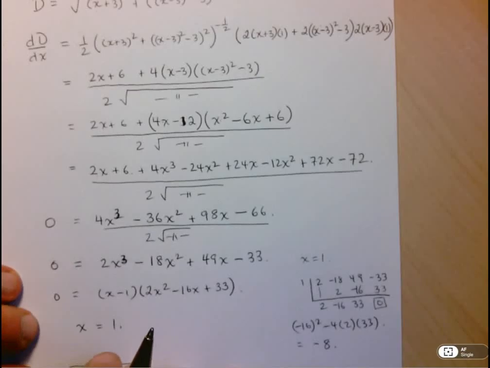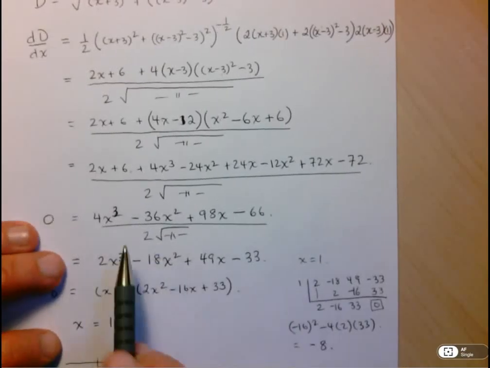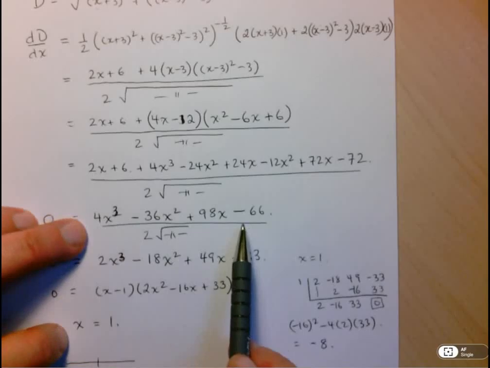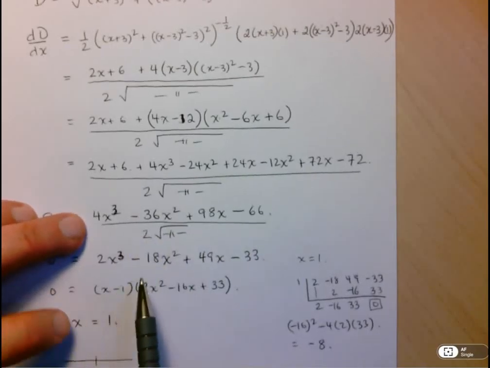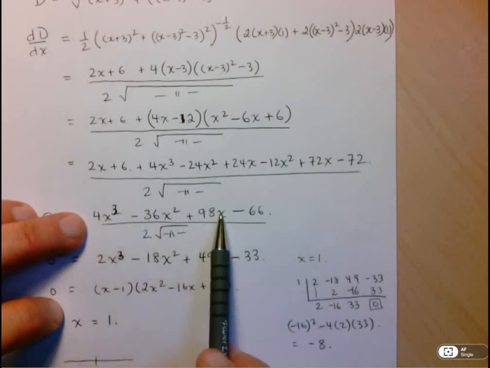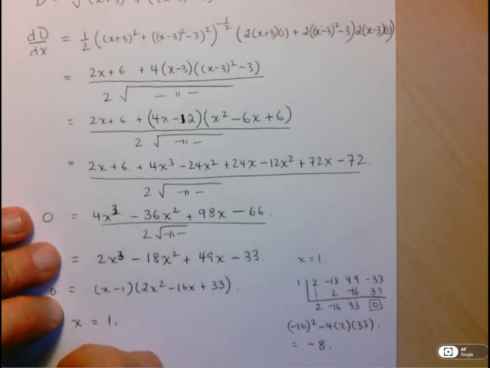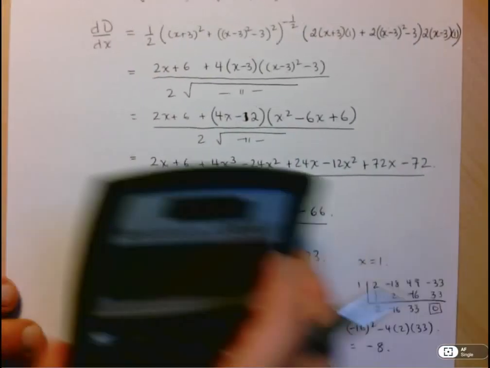So let's go back to our derivative. I guess the simplest form of our derivative would have been this one here. So we know that the denominator is always going to be positive. So let's say we just put in x equals 0. Okay, nice and easy. So we end up with negative 66. So we have negative. And let's put in x equals 2.